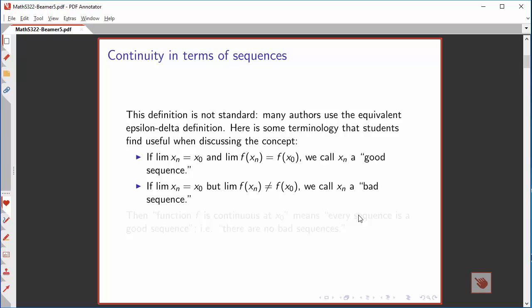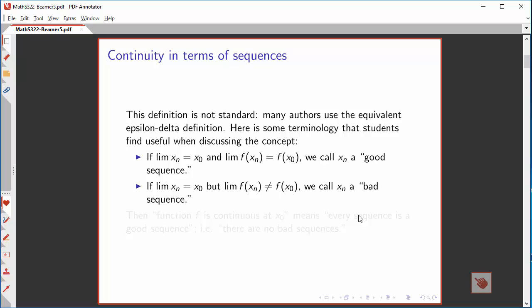First, let's consider the case where we have in the domain a sequence x sub n that converges to x naught, and in the codomain, the sequence of function values f of x sub n converges to f of x naught. I'm going to refer to that sequence as a good sequence. A good sequence means that f evaluated on the limit is equal to the limit of the function values.